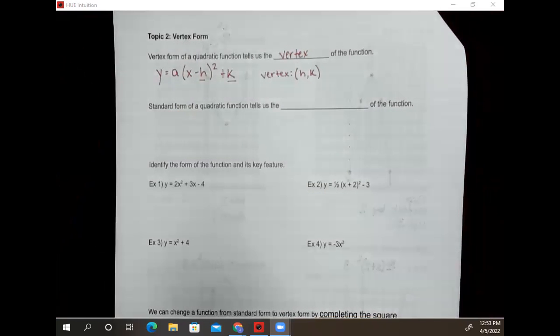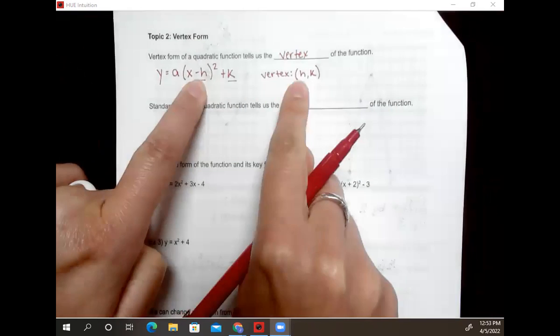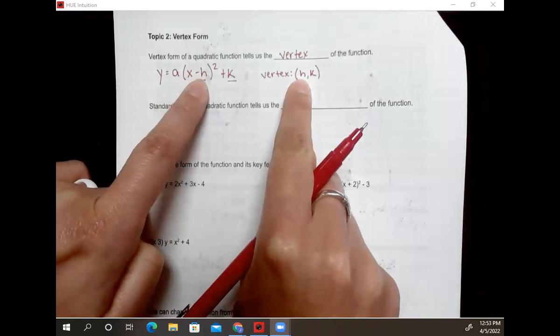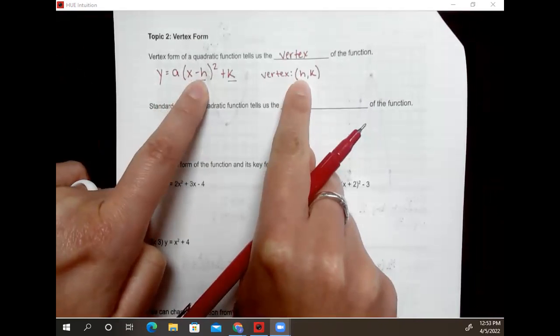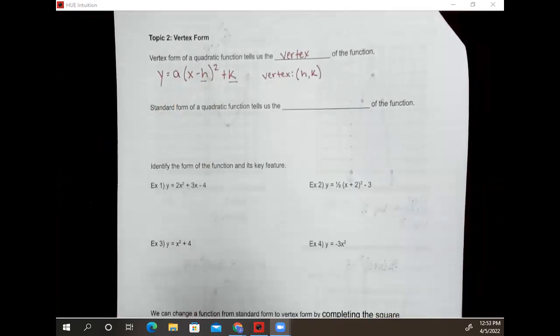Now I want you to notice, and we saw this a little bit yesterday, that whatever sign I have on h, it's the opposite here. So this is x minus h, but when we go to write our coordinate, it's just h, okay? So we get our vertex from vertex form. Now we're gonna do some converting into vertex form today.